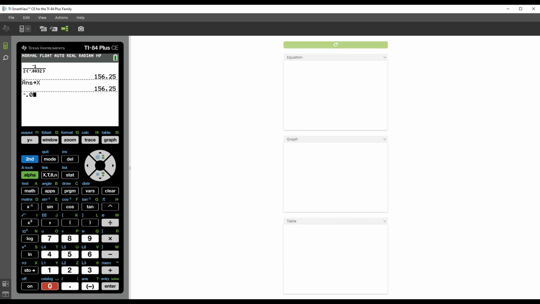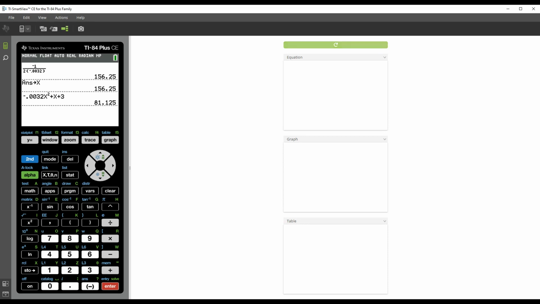Negative 0.0032x squared. It thinks that x is 156.25. So I don't have to type in 156.25 squared. Plus x, I don't have to type in again, 156.25 plus 3. It's just going to give it to me. And that is the answer. The y-coordinate of the vertex is 81.125, which means that the ball, when it was 156 feet away from home plate, was 81 feet in the air.